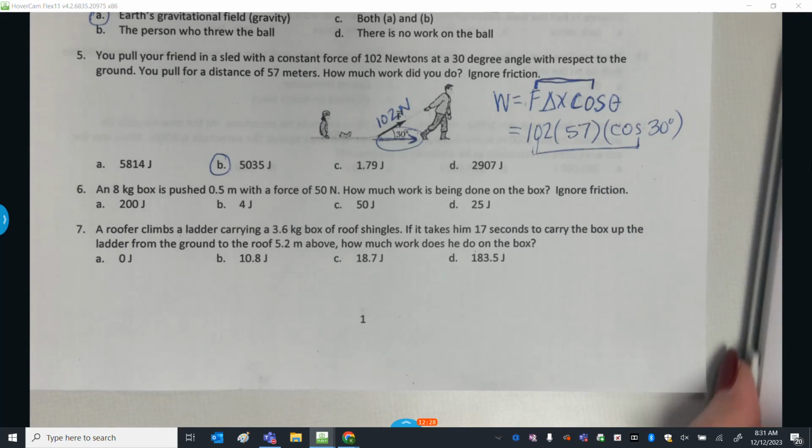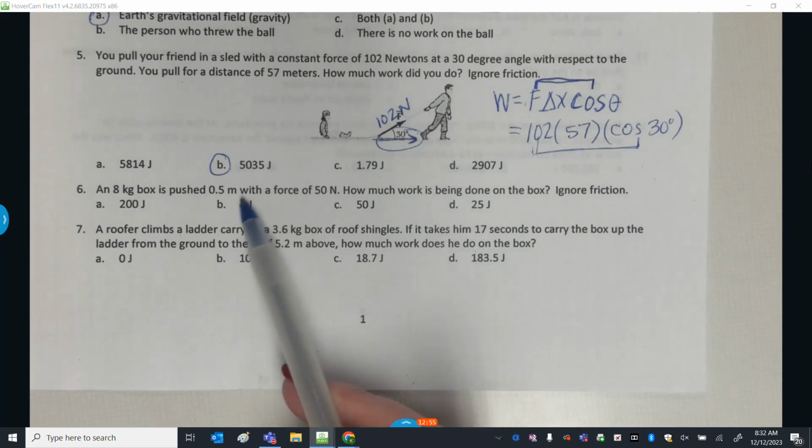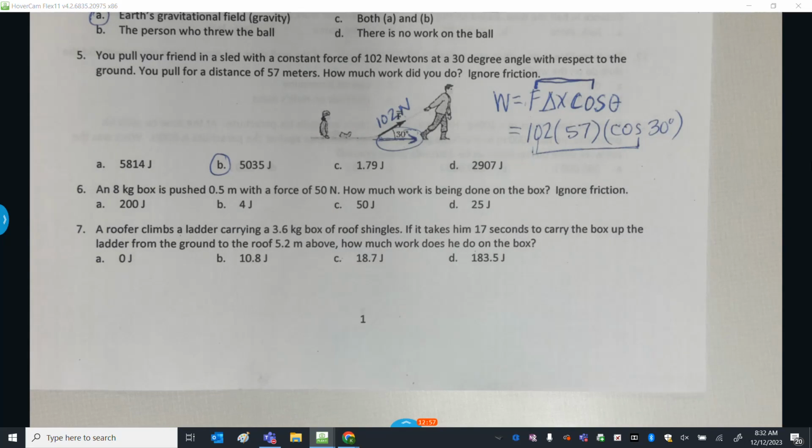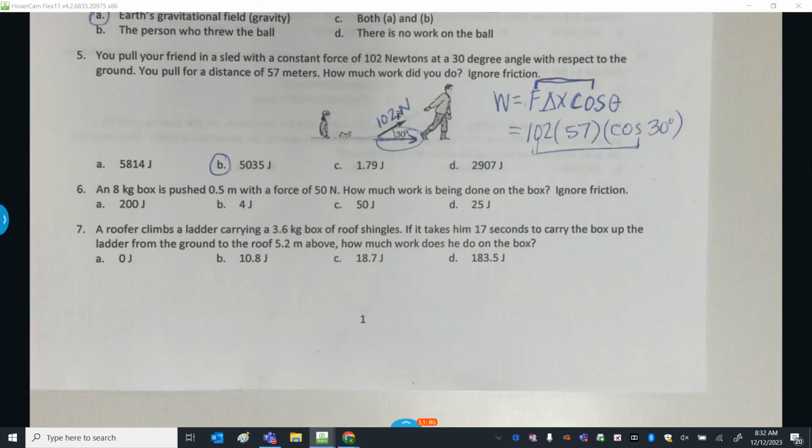All right, number 6. Number 6 says an 8-kilogram box is pushed 0.5 meters with a force of 50 newtons. How much work is being done on the box? Ignore friction. This one's even easier than the previous one. There's no angle. If all you have is a force being applied, and it really should specify here that that force is horizontal and moves the box horizontal, it needs more information. But based on what you have here, it's a safe assumption when it doesn't say that the force is in the same direction as the displacement, but we should really clarify for you. That said, I don't think it really tripped anybody up because every single one of you got it right.